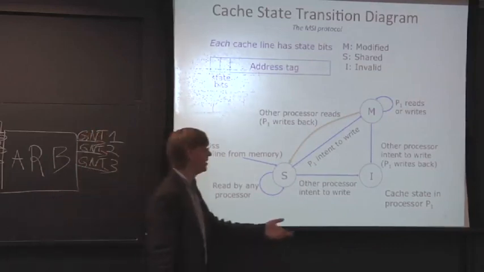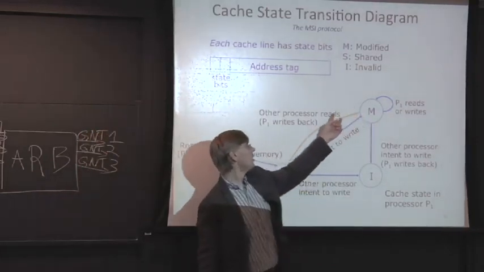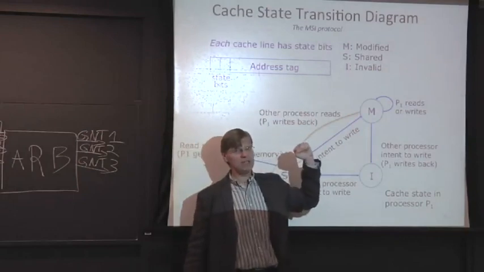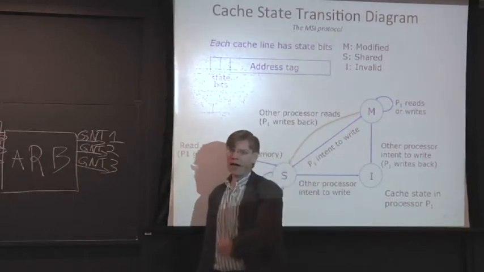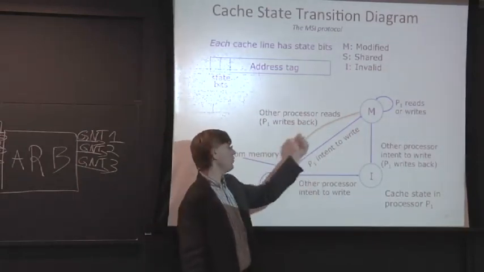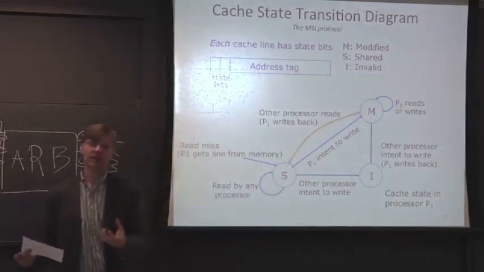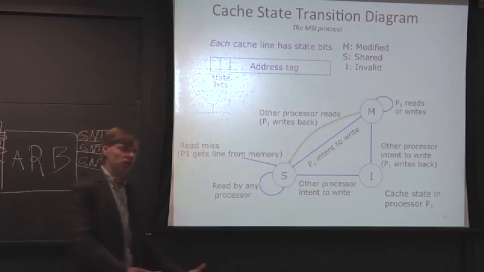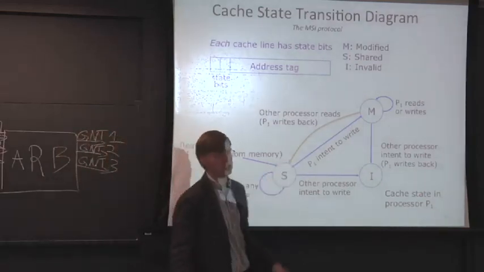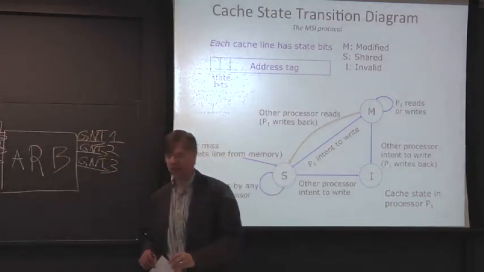So instead, in the MSI protocol, if another processor tries to do a read, you do the write back first. After you've done the write back, you transition to the shared state. And they pull in a read-only copy, and you have a read-only copy. So you both will transition to the shared state, or the S state here.